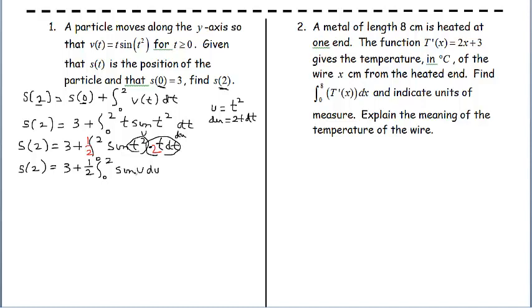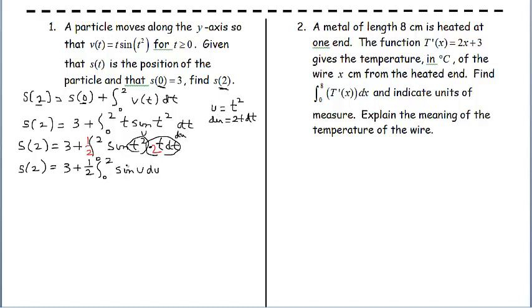At this point, if you wanted to, like in the previous video, stay with the u variable and not go back to t, what you could do is change these limits right here from 0 to 2 to the u limits. And again, just to remind you, when you plug 0 in for t, because it was originally a t limit, you would still get 0 as a lower limit. But when you plug in 2 for t, you're going to get 4.